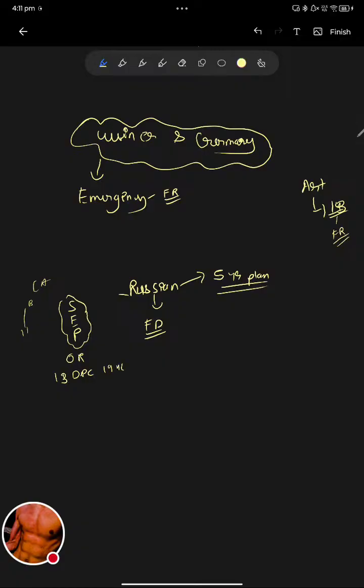1946 is the one of the objective resolution, and in that also we have written this: social, economical, and political justice would be served.